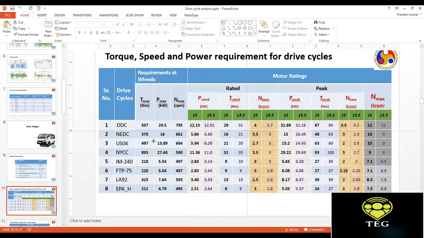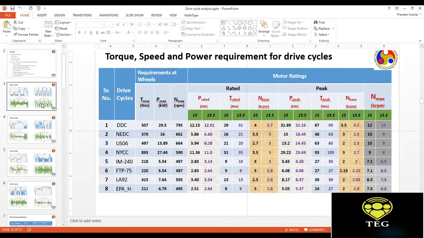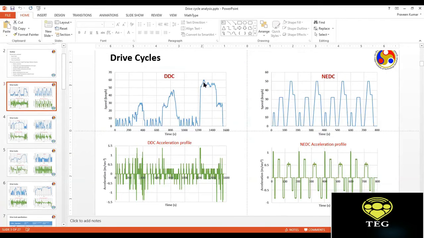Now, similarly, if we see the power demand, the power demand is the highest for Delhi drive cycle, followed by New York City cycle. Now, this raises a question: why is the power demand higher for Delhi drive cycle, whereas the torque demand is higher for New York City cycle? By looking at the analysis, we can see the reason for that. The reason for that lies somewhere here.